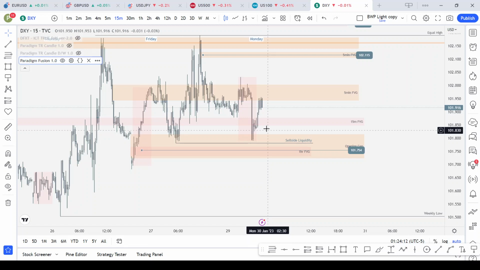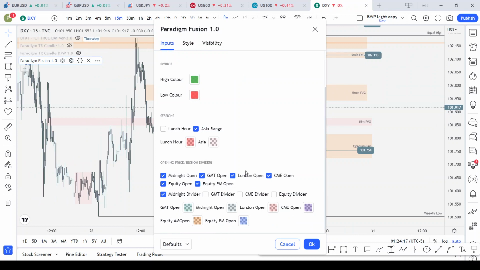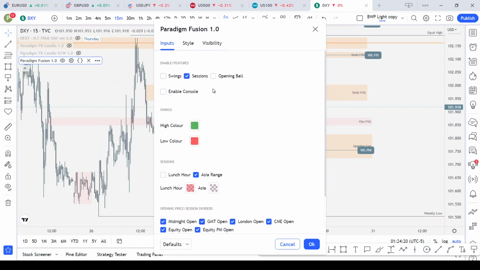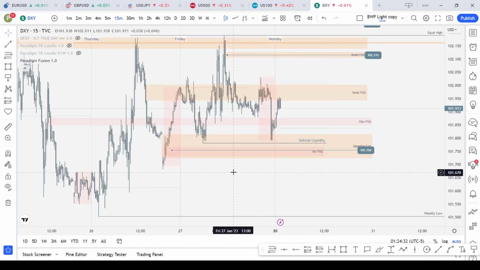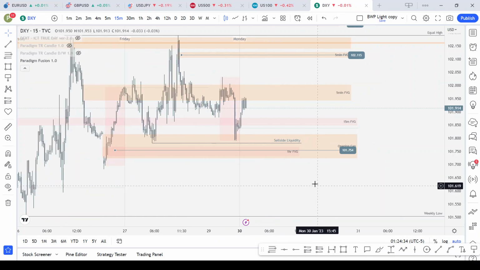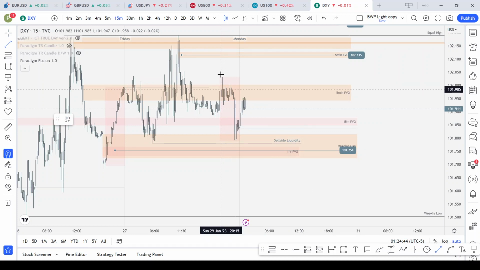Okay, so I'm trying to check the midnight opening price. Okay, this is what I'm trying to check. If it should take out this high, this is a high to watch on DXY.